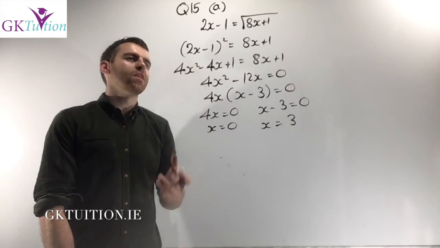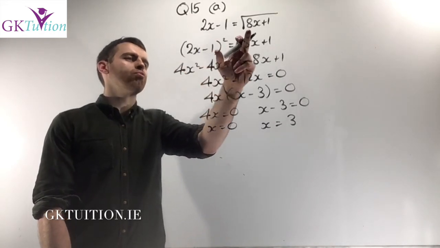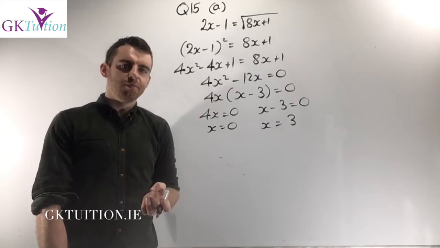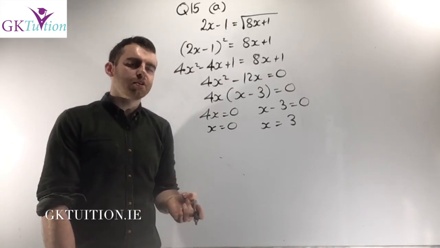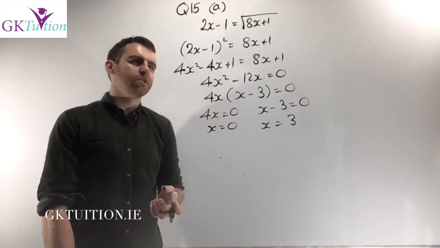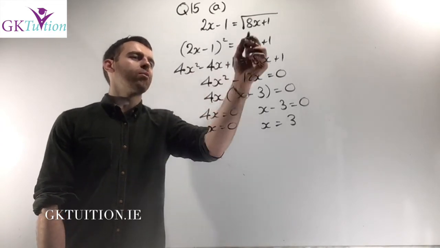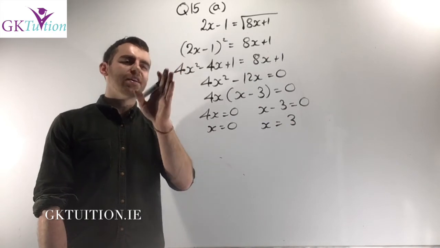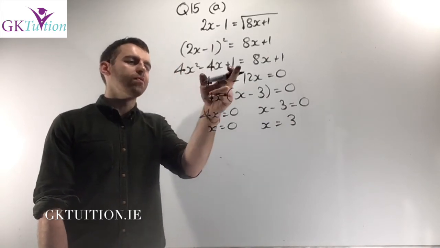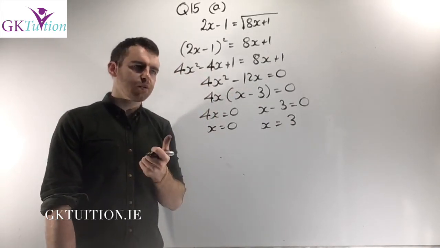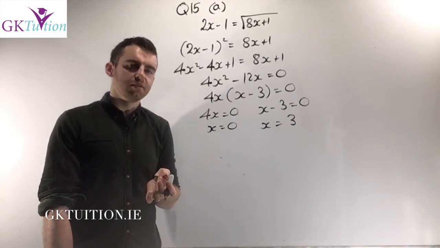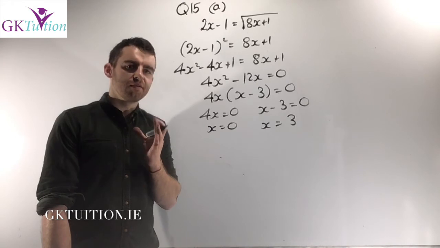Okay, question 15 was a little bit more straightforward than the previous one. In this one, we're asked to solve 2x minus y equals root 8x plus 1. You needed to identify that the problem here is that there's a surd, and in order to eliminate the surd, you need to square both sides. So if we square the right-hand side, we end up with 8x plus 1. And if you square the left-hand side, you end up with 4x squared minus 4x plus 1. You have an x squared, an x, and a number, which means you've got a quadratic equation. So you move everything to one side and factorize.